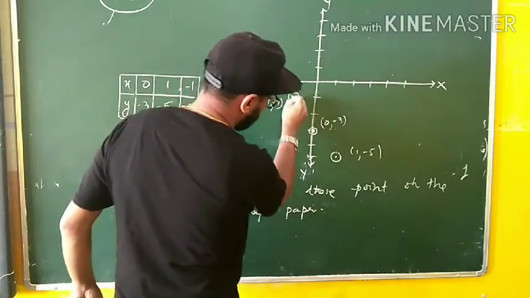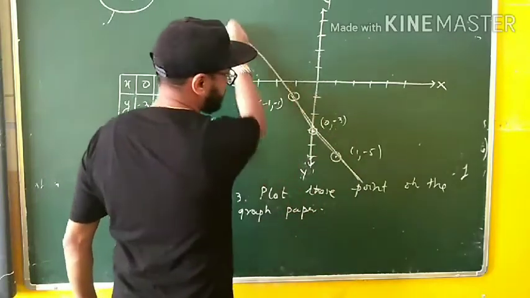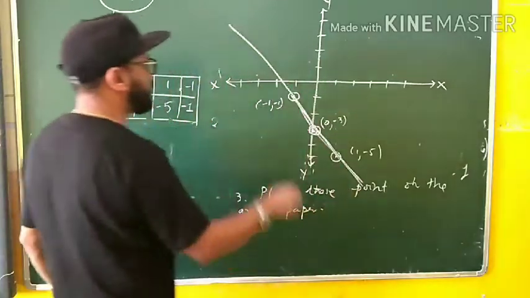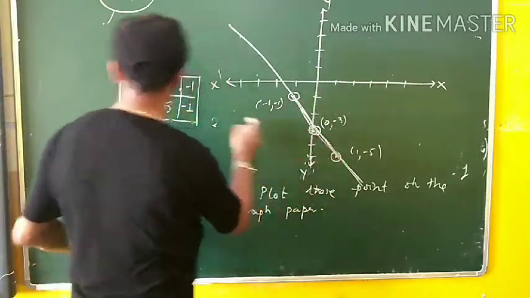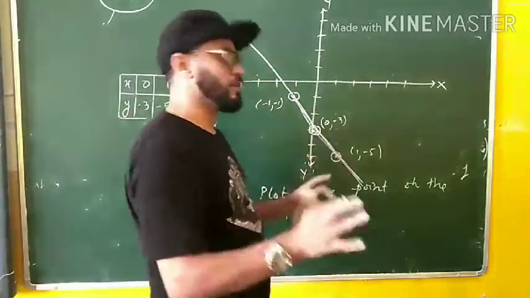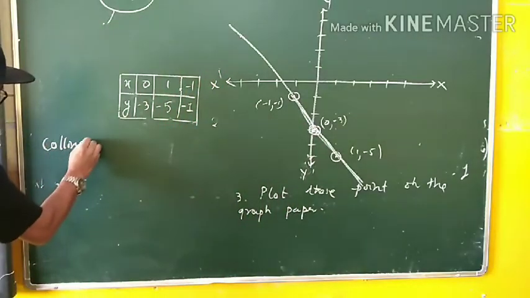If we join this, then we'll get a straight line. Now extend this, okay, because we have infinite points here, so all these points have to satisfy the given equation. So these points are called collinear points, which lie on the same straight line. Points which lie on the same straight line are called collinear points.